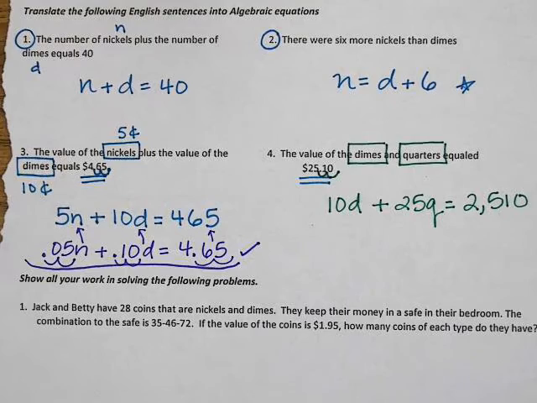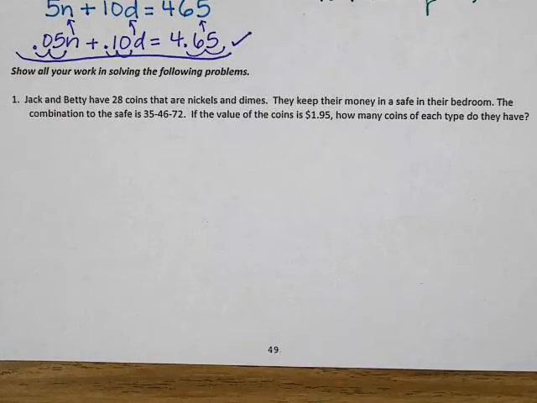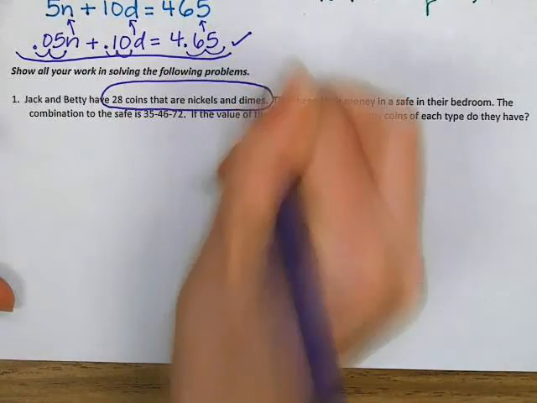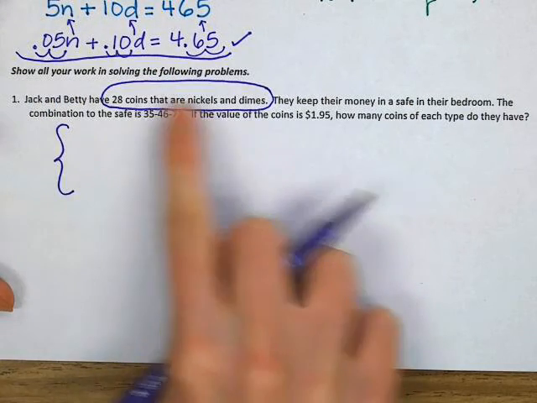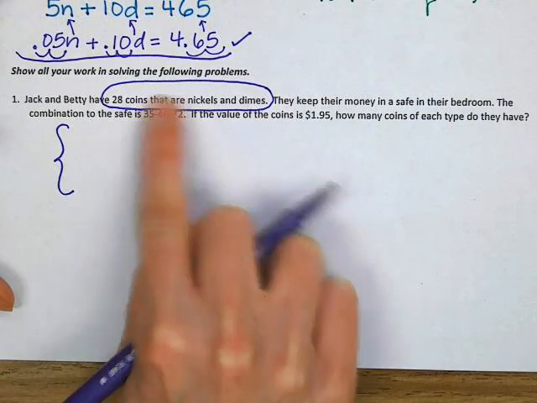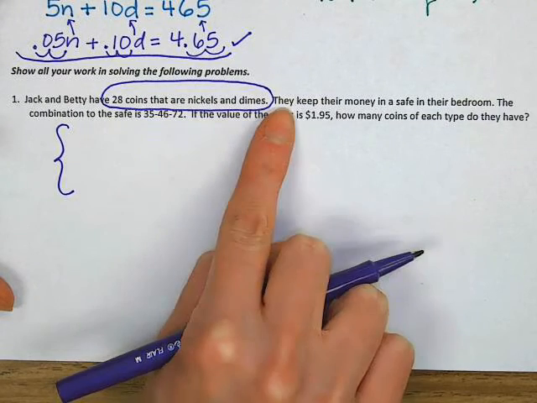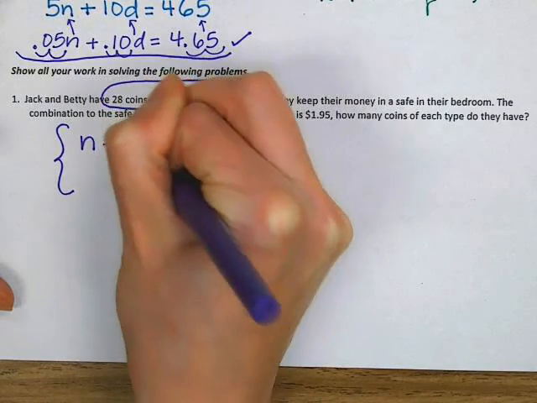All right, now we're going to set up our first word problem. Okay, so notice this is very similar to the one that we did in class. Jack and Betty have 28 coins that are nickels and dimes. So should we write that right away? So let's write our first equation here. How would you guys write this? Nickels and dimes, there's 28 total. It doesn't say anything about value. It doesn't say anything about money. It's just there's 28 coins made of nickels and dimes. So the first equation would be N plus D equals 28.